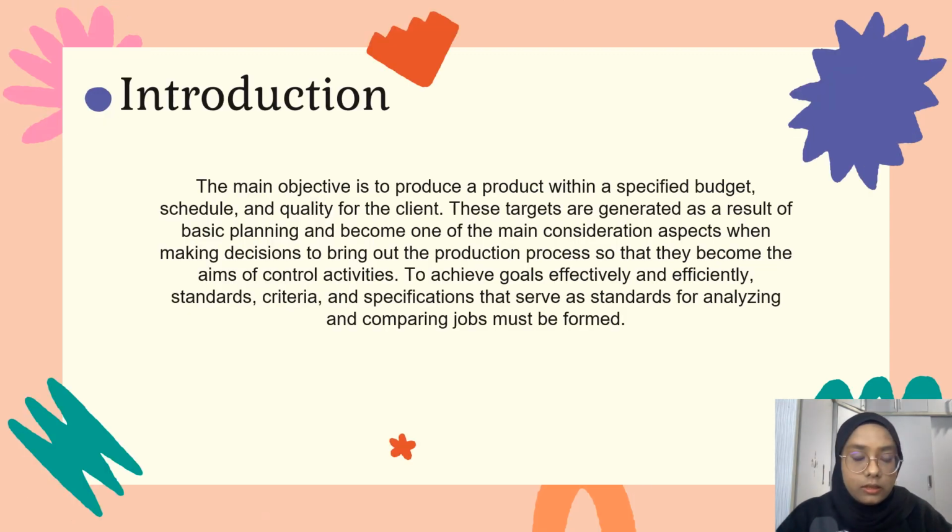So let's get started. The main objective is to produce a good product within a specific budget, schedule and quality for the client. These targets are generated as a result of basic planning and become one of the main consideration aspects when making decisions to bring out the production process, so they become the aims of control activities. This is to achieve goals effectively and efficiently. Standard criteria and specification that serve as standards for analyzing and comparing job must be formed.